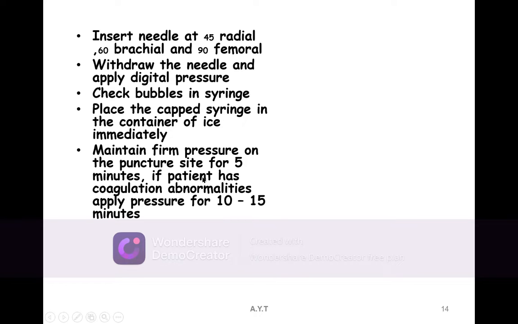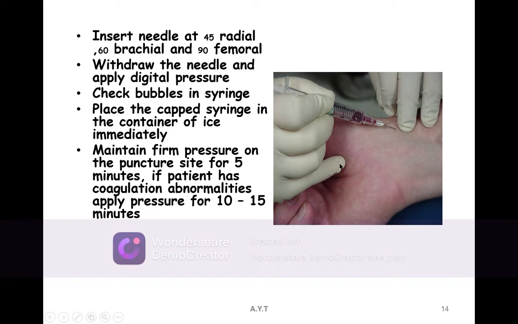The puncture site should be maintained with firm pressure for 5 minutes. If the patient has coagulation abnormalities, or he has taken antiplatelets or anticoagulants, then pressure should be maintained for 10 to 15 minutes at that site. This is the position usually, actually, it should be done like this. People are doing exactly 90 degrees. That is wrong.